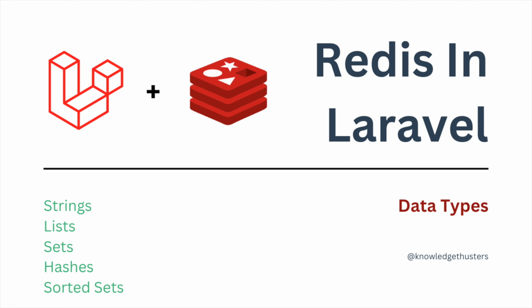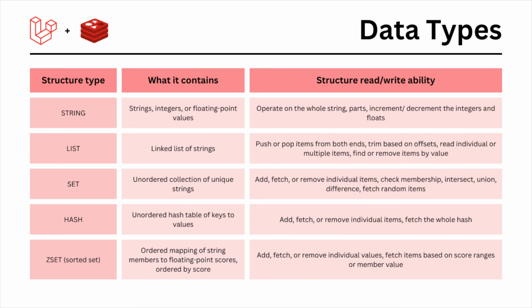So today we are going to see another data type of Redis and Laravel. That will be hash in Redis. First, let's see what is hash. Hash is basically a collection of field value pairs. You can store multiple field value pairs. It basically represents an object that has various attributes.